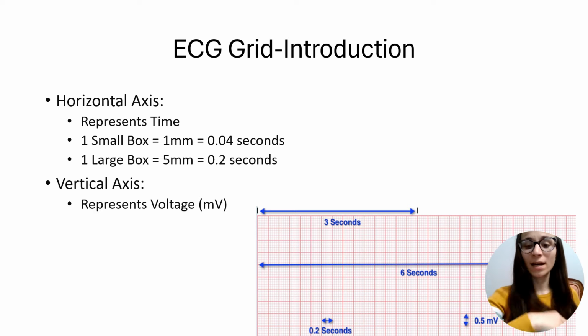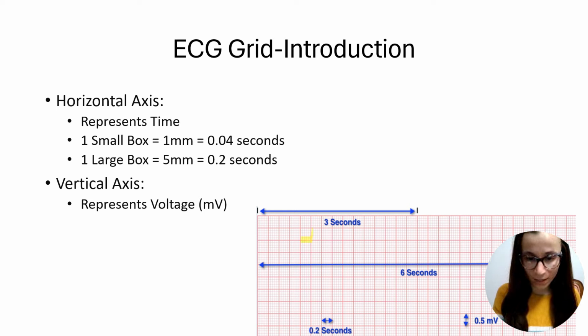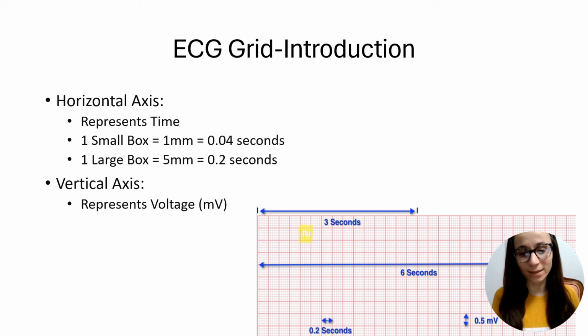What you have to realize is that the horizontal, so flat, axis is time. Up, vertical, is voltage. When you're measuring time, you just have to commit to memory that one small box is 1 millimeter, which is 0.04 seconds. One large box is 5 millimeters, which is 0.2 seconds. So if you multiply 0.04 times 5, it's 0.2. So one small box is 0.04 and one large box is 0.2 seconds. Over here I'm circling a large box, and inside of it are those little small boxes.